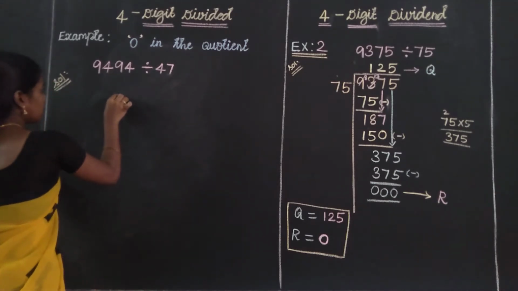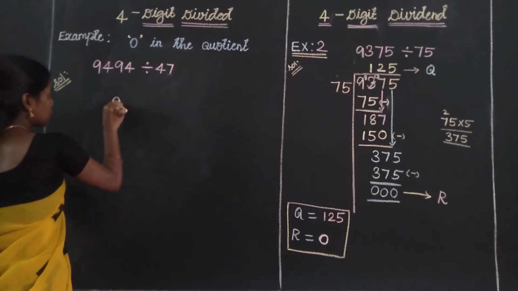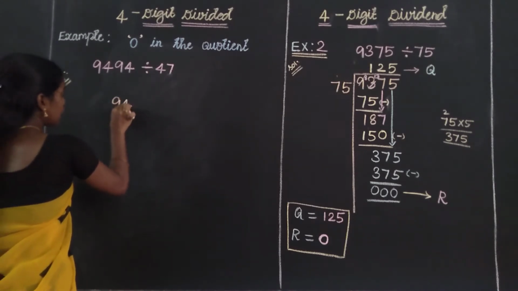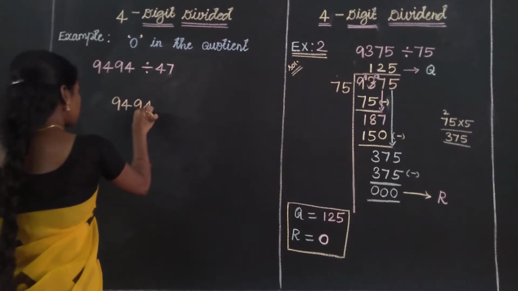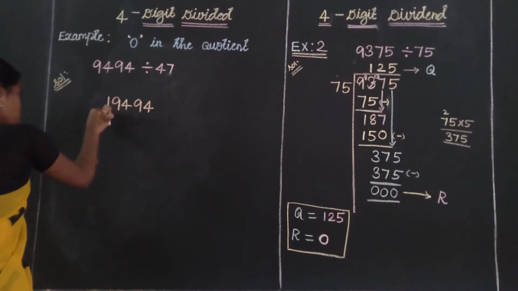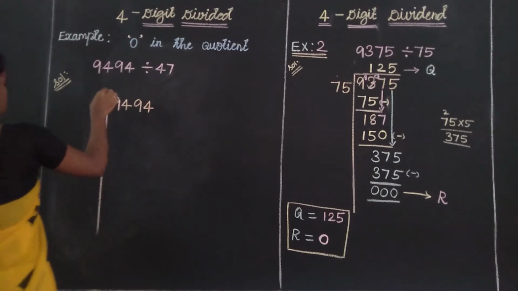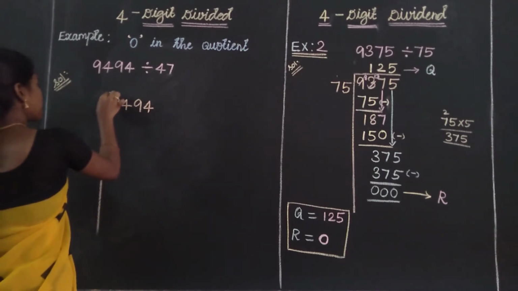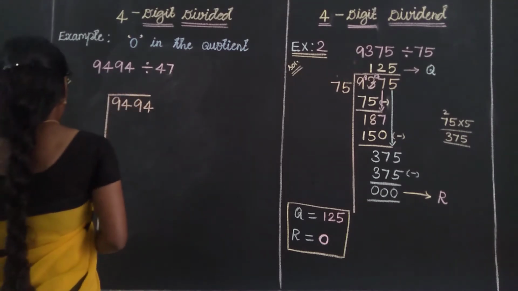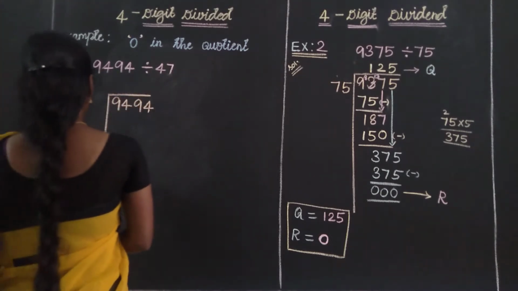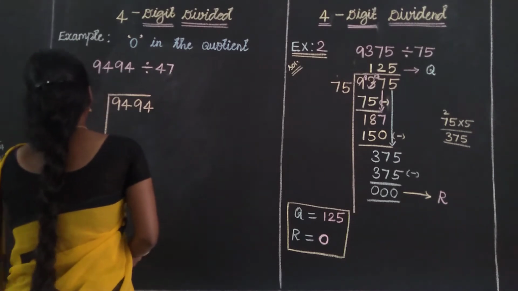See, the number is 9494. So divide this number. So the divisor value is 47. The divisor value is 47.